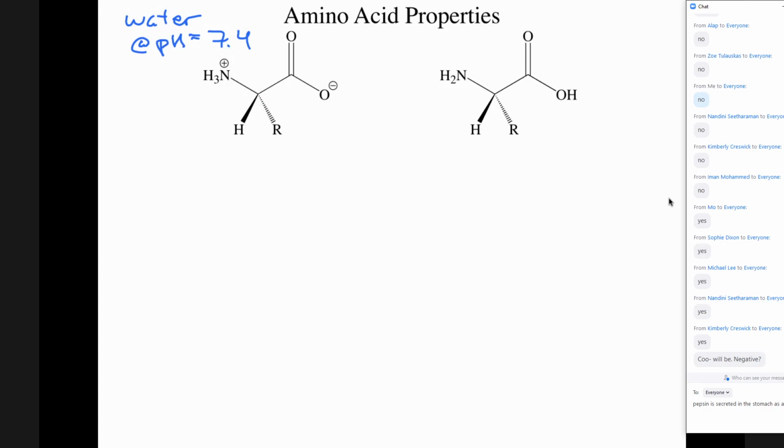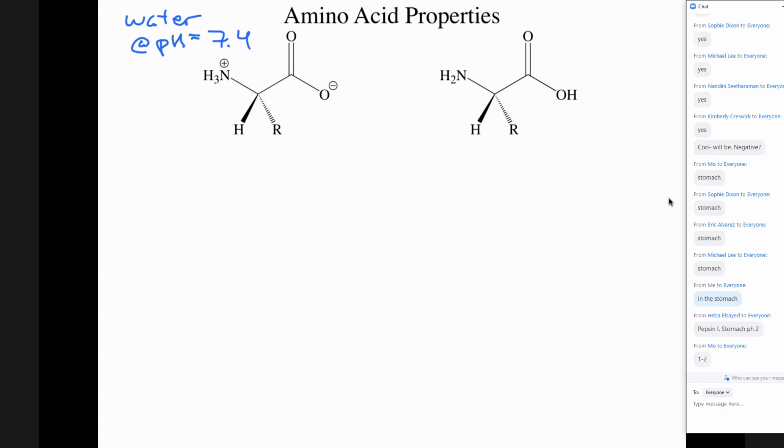So where is pepsin active? Digestive enzyme, active in the stomach. What's the pH in the stomach? Gastric fluids. Oh, perfect. 2-ish, exactly. 1.5 to 2, somewhere in that range, perfect. So if the pH is really low, if we put a lot of acid around, does that have a tendency to protonate or deprotonate the compound?